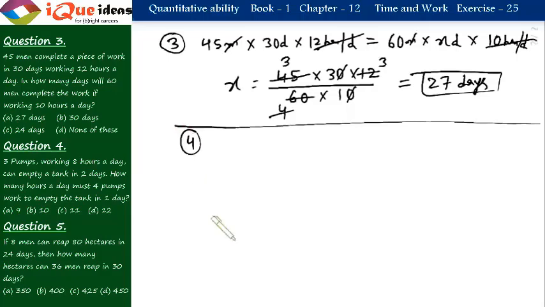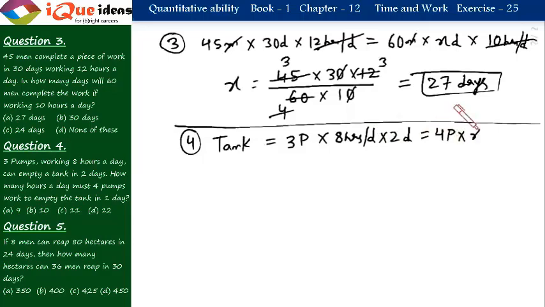Question number 4. It says 3 pumps working 8 hours a day can empty a tank in 2 days. How many hours a day must 4 pumps work to empty the tank in 1 day? Very simple. Here the total work is the tank. So tank is equivalent to 3 pumps working 8 hours per day into 2 days. Similarly, 4 pumps working X hours per day into 1 day. Whatever order you write, that is okay, right? So this is how we have to calculate.